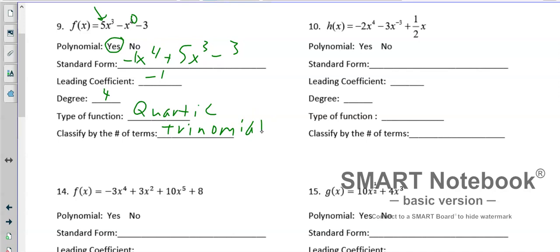Okay. Number 10 is a no. And you don't have to do any of this. No negative exponents.